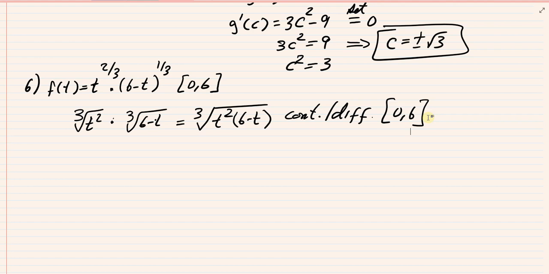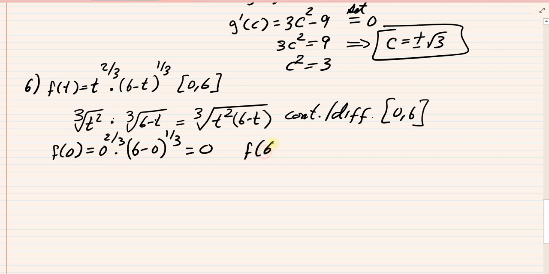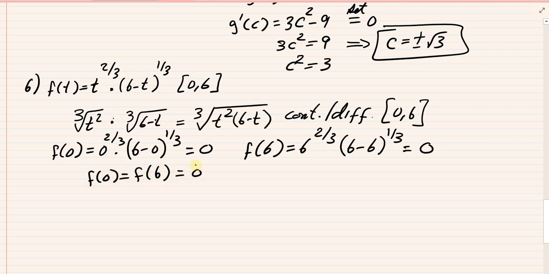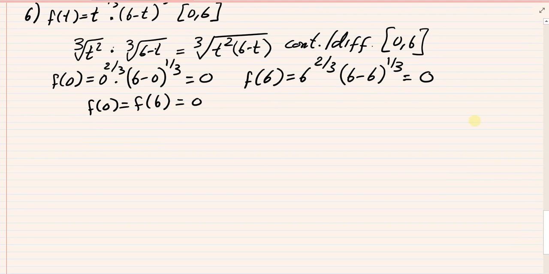So now let's actually verify that f at 0 is equal to f at 6. So f at 0 is 0 to 2/3 times 6 minus 0 to 1/3, which is 0, because 0 to 2/3, 0 times anything is 0. Now f at 6: 6 to 2/3, that's cube root of 36 times 6 minus 6, which is 0. To 1/3 will remain 0 times whatever, that's 0. So we just showed that f at 0 equals f at 6 equals 0. So it satisfies the hypothesis of Rolle's Theorem.